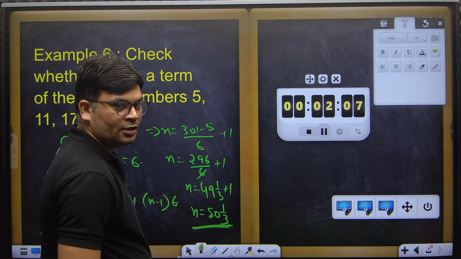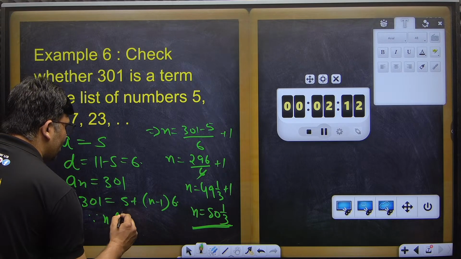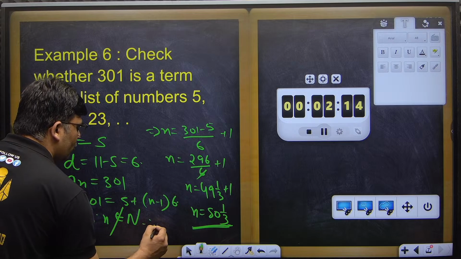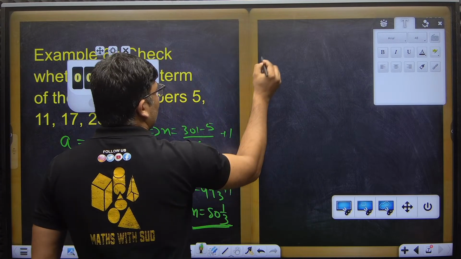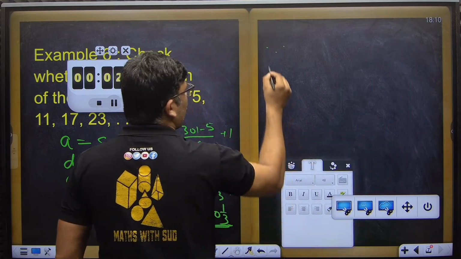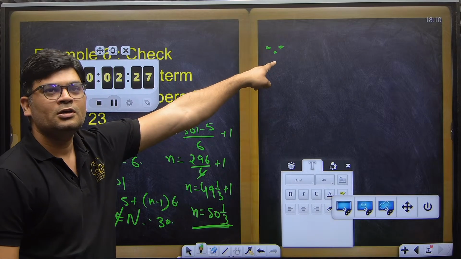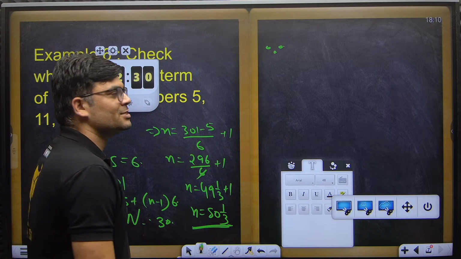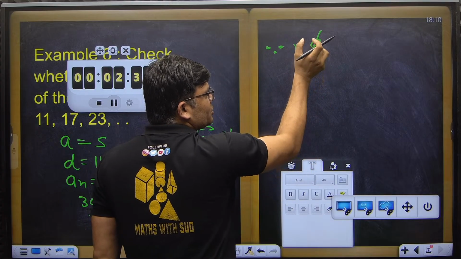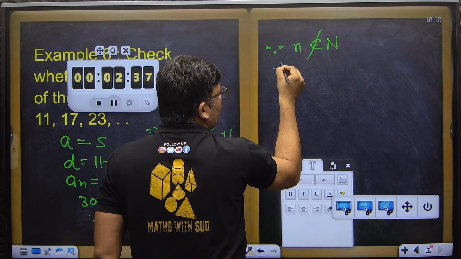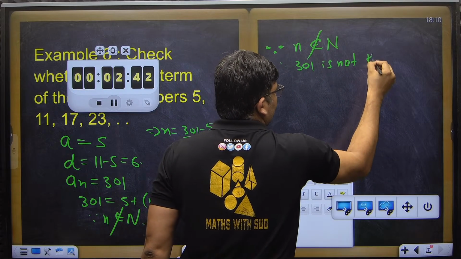51 by 3. So you will write, since n is not an element of natural numbers, therefore 301 is not a term of the given AP. Please write down how you are going to show it. You know this symbol, the owl with three eyes. This means because or since. You have to use mathematical language: since n is not an element of N, therefore 301 is not a term of the given AP.